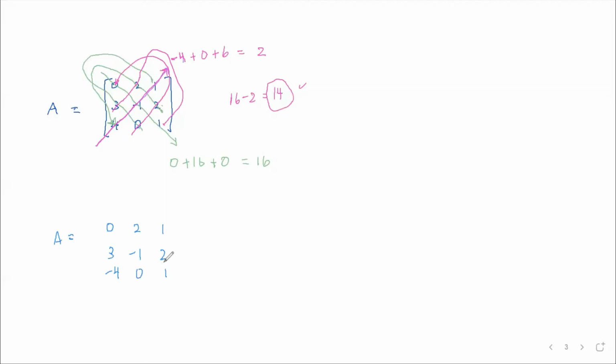Correct? Did I write it correctly? 0, no negative, this one. This one: 0, 3, 4, 2, -1, 0, 1, 2, 1. Yes. Now we start. So you write it like the determinant sign.